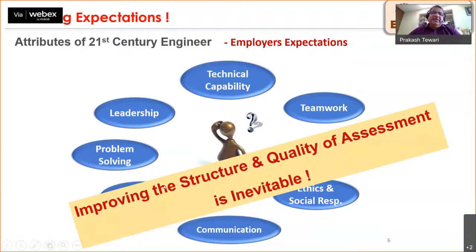For that reason, improving the structure and quality of assessment is inevitable. It is late in our country, but still at least we have woken up. Now, without any delay, we have to improve the structure and quality of assessment. What we mean by structure and quality, I will elaborate in the subsequent slides. Structure means alignment. Quality refers to the cognitive levels or Bloom's taxonomy levels.